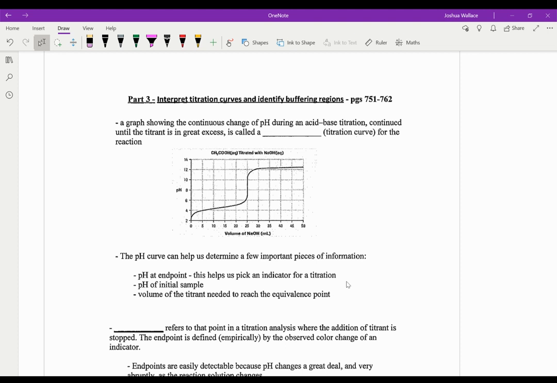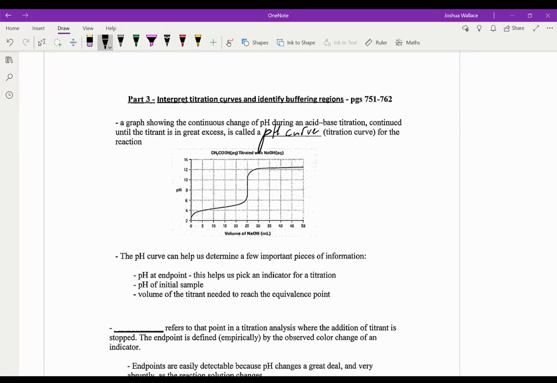Hey Chem 30s, we're going to look at part 3 of outcome 3 for equilibrium acids and bases, in which we're going to interpret some titration curves and identify buffering regions. So a graph showing the continuous change of pH during an acid-base titration, continued until the titrant is in great excess, is called a pH curve, also called the titration curve for the reaction.